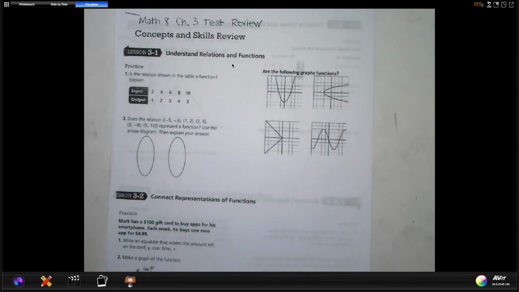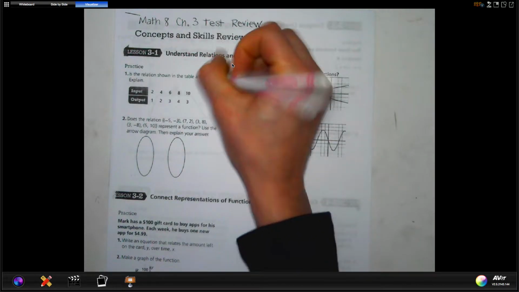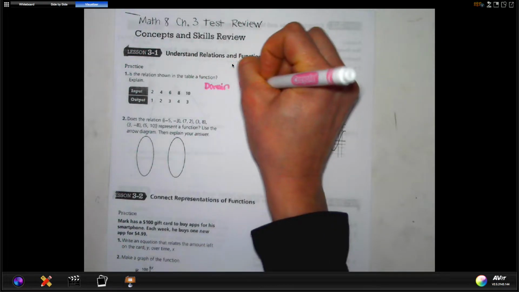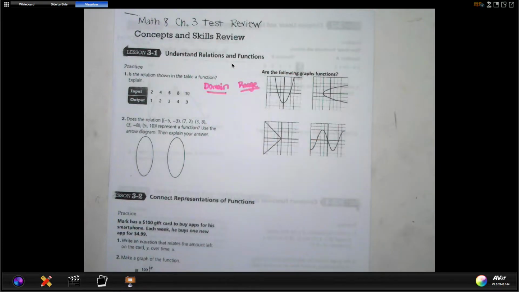And the way we did it was to make an arrow diagram. So let's go ahead and do that. Remember, the arrow diagram started like this. We did a D for domain, and we did an R for range. Okay, so what numbers would I list under domain?